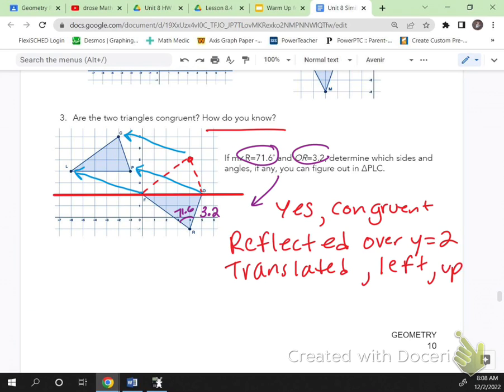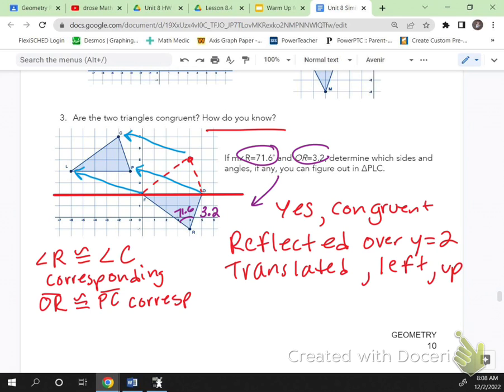We can see that angle R is congruent to angle what? Where would it be corresponding? C. They're congruent because they're corresponding. So then side length OR, where does it correspond? Where would it be congruent? CP or PC, yeah. So it makes them congruent because they are corresponding on congruent figures.